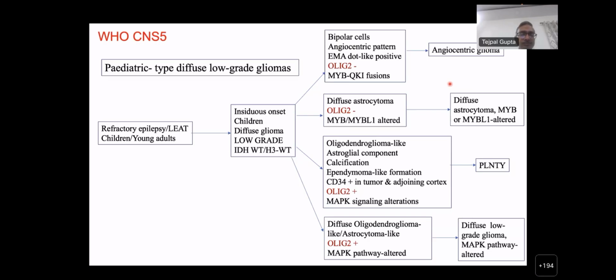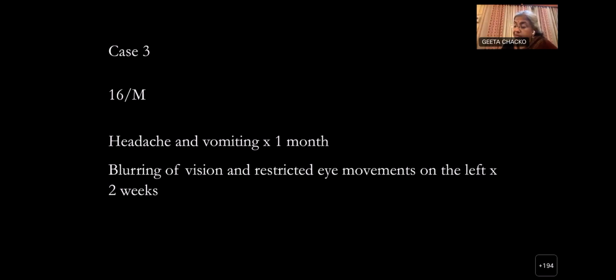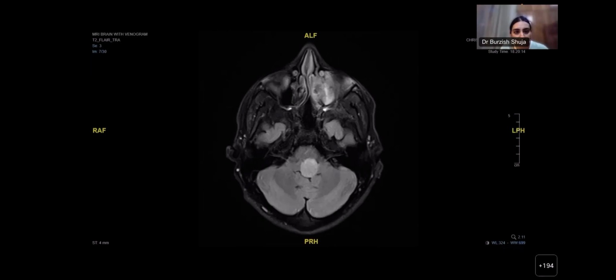Okay, thanks. So we'll go on to the next case, and this is with Burjir. Yes, ma'am. We have case third: a 16-year-old male, headache and vomiting for 1 month, and blurring of vision and restricted eye movements on the left for 2 weeks. So it's a short history, correct? Yes, ma'am. It's a short history. Ma'am, should I describe? Yes, please, Kajri.